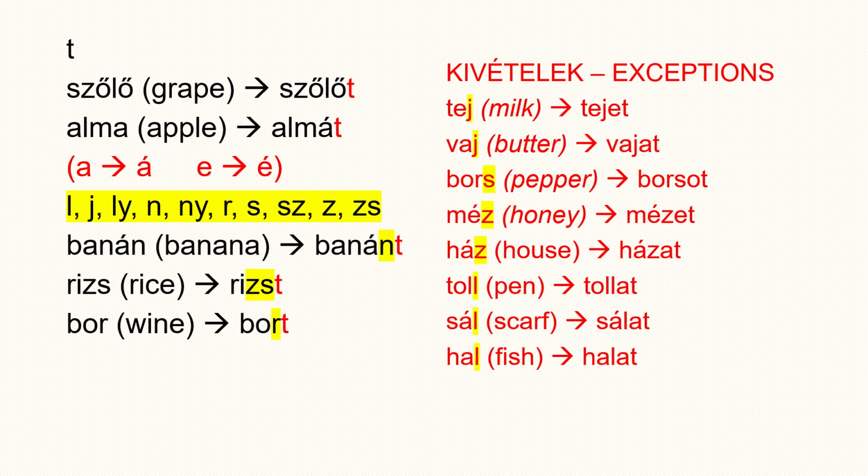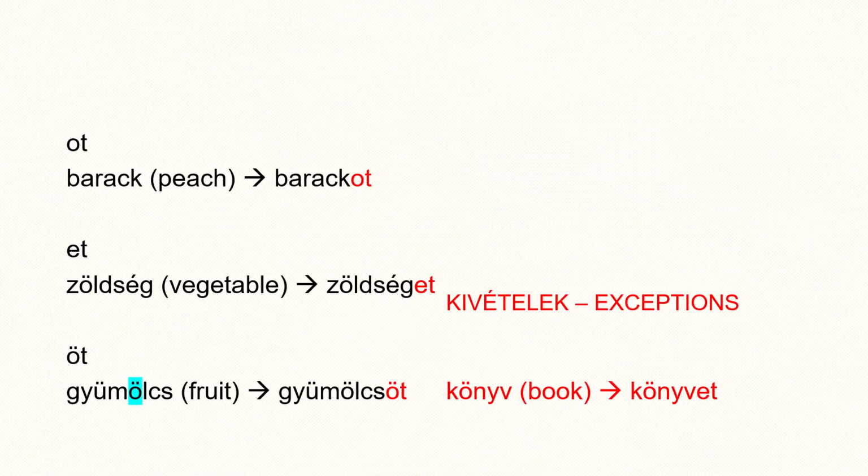vajat, borsot, mézet, házat, tollat, sálat, halat. Another important exception is book. Könyvet.